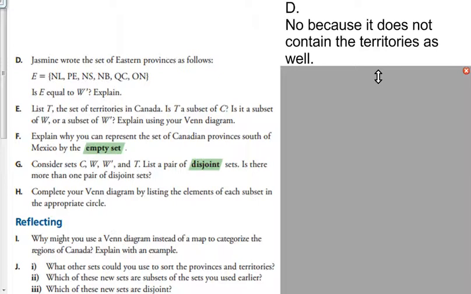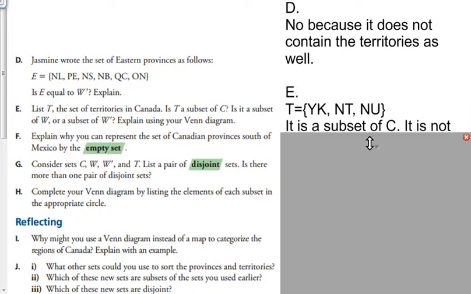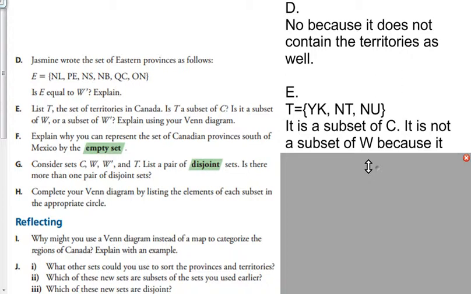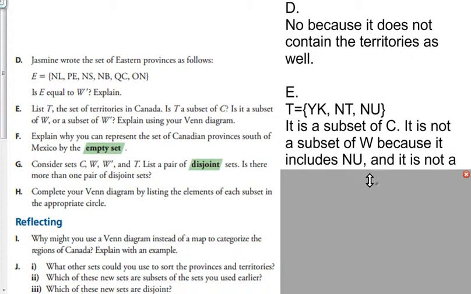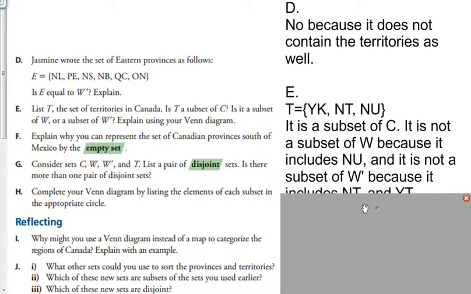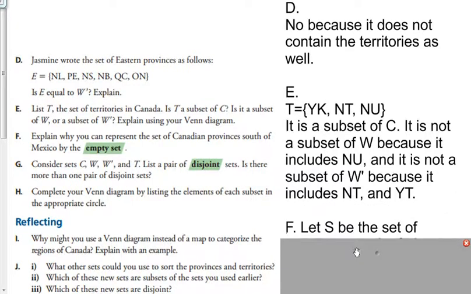List T, the set of territories in Canada. Is T a subset of C? Is it a subset of W or a subset of W prime? Explain using your Venn diagram. So T is equal to Yukon Territory, Northwest Territories, and Nunavut. It's a subset of C, but it's not a subset of W because it includes Nunavut. And it's not a subset of W prime because it includes Northwest Territories and the Yukon Territory.